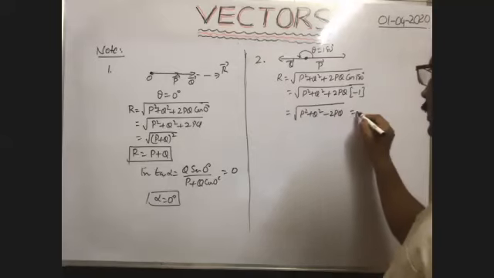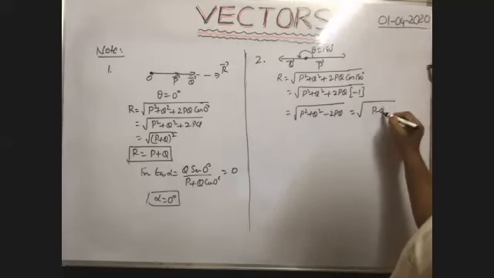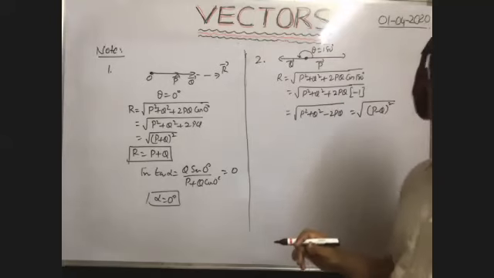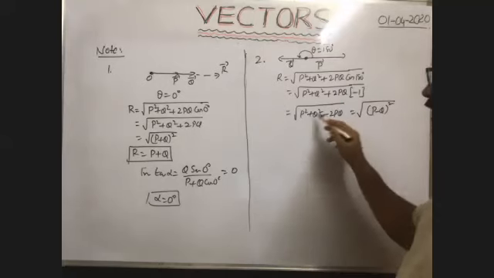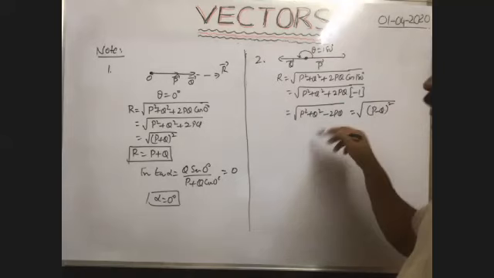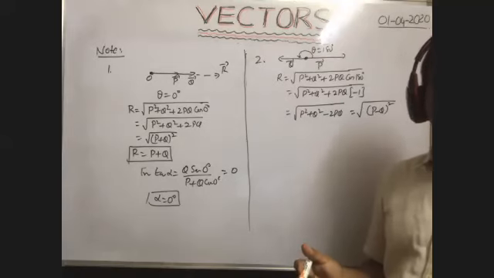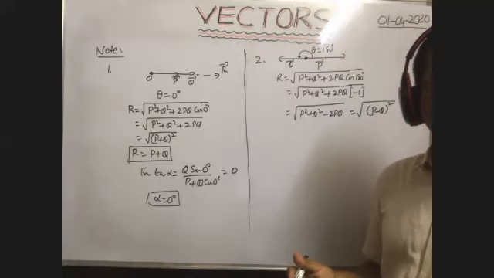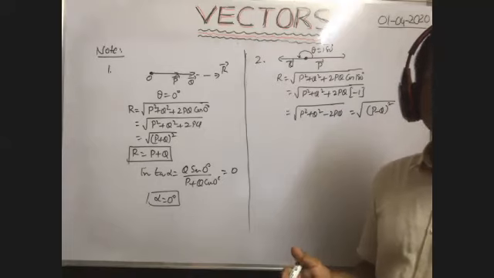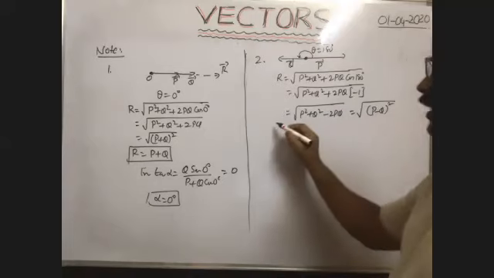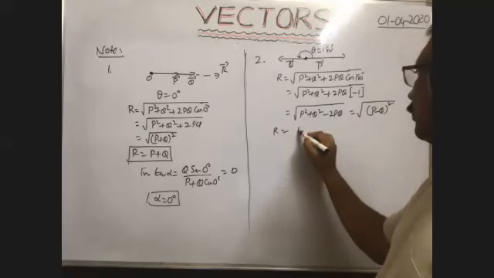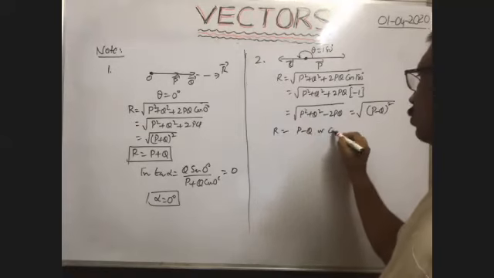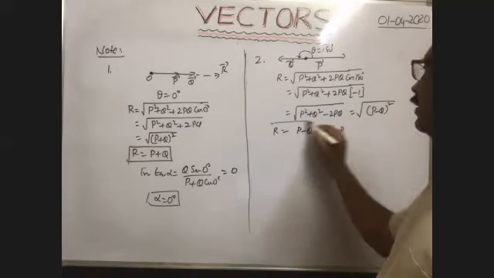This can be written as square root of P minus Q whole square, or Q minus P whole square. If P is greater in magnitude, then we write P minus Q whole square. If Q is greater, then we write Q minus P whole square. Then R is equal to P minus Q or Q minus P. This is the formula for magnitude.